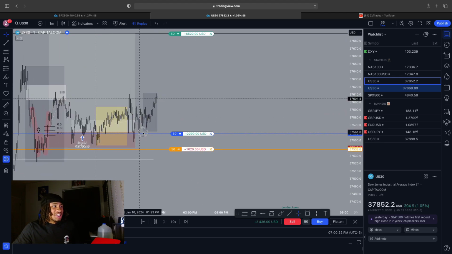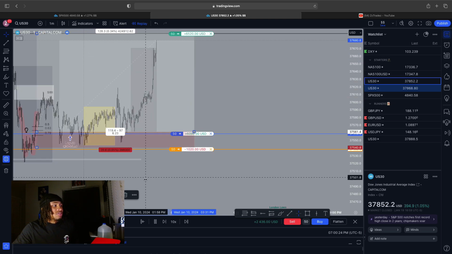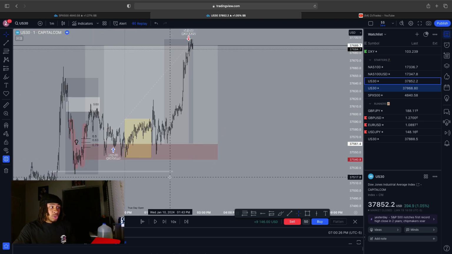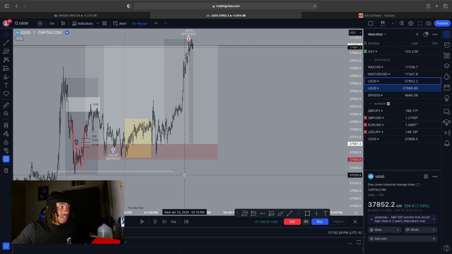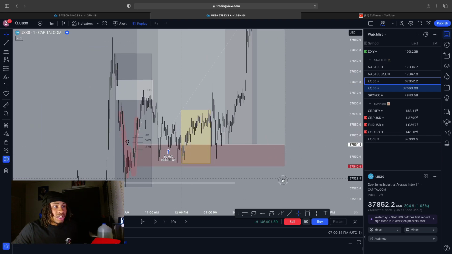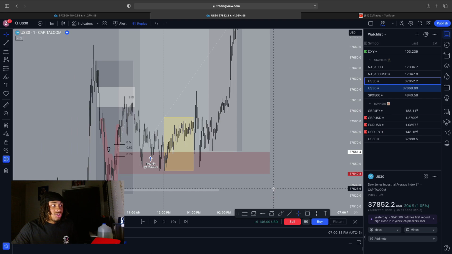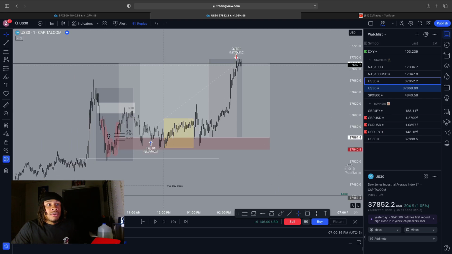Goodness gracious. Come on. Okay, boom, boom. Now, I didn't set my stop to break even. If I did set my stop to break even, we wouldn't have lost this trade. We just wouldn't have gained anything. We did come close to being stopped out a few times.